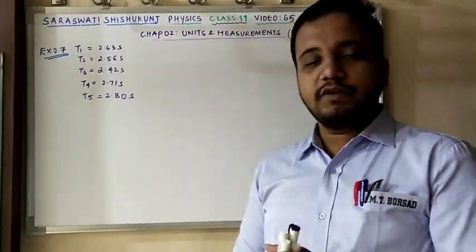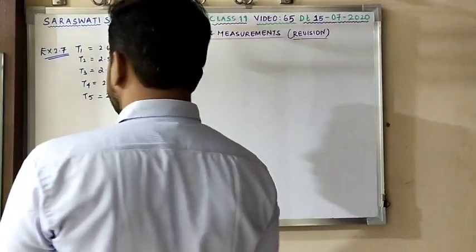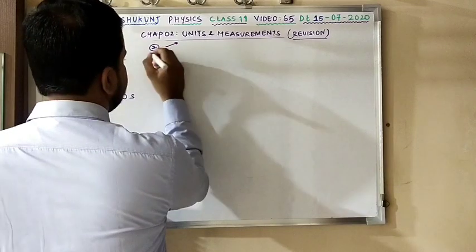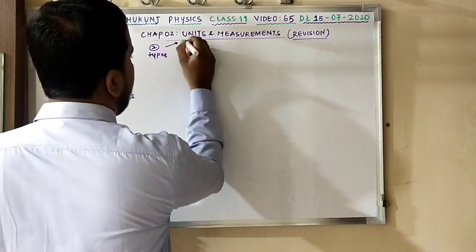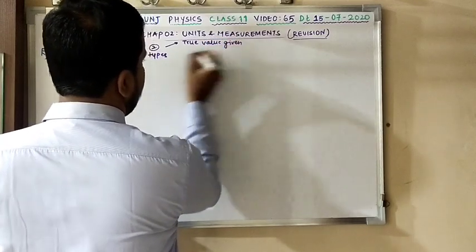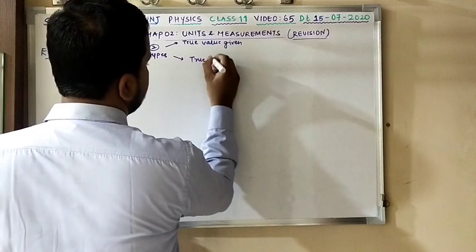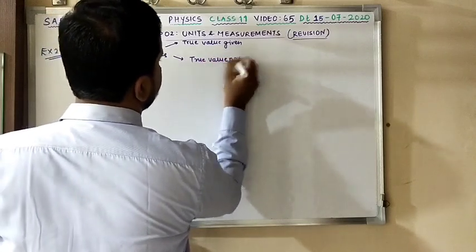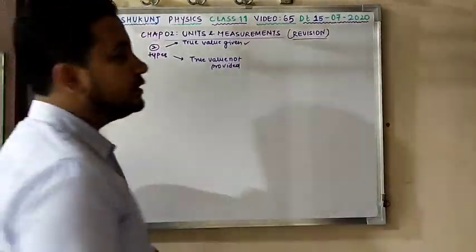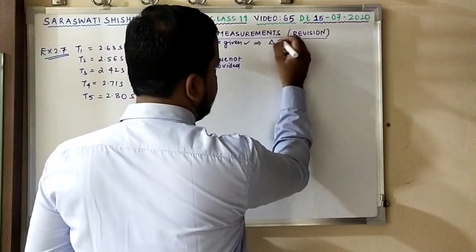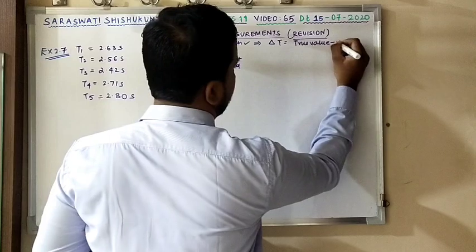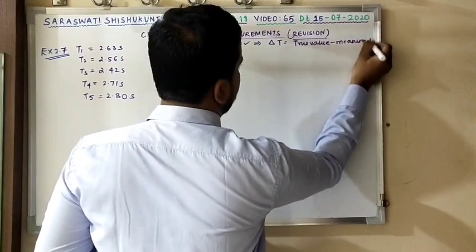Now, the question given over here can be asked in two types. Type 1 will have the true value given, and type 2 will be where the true value is not provided. Remember, if the true value is given, then it's very good, because the true value is used to find the absolute error: delta t equals true value minus measured value.